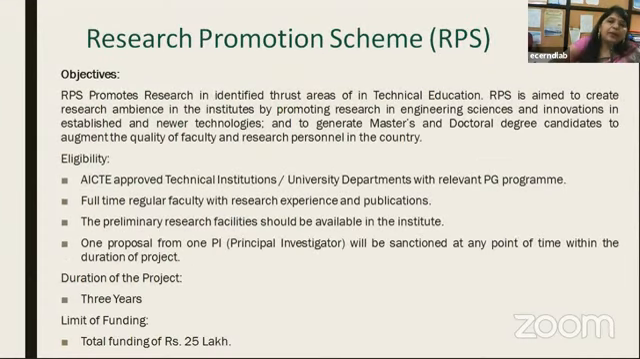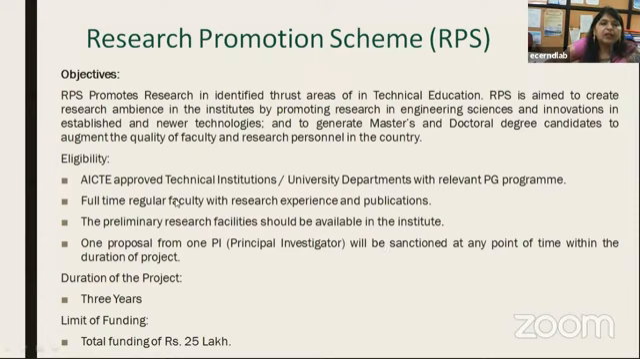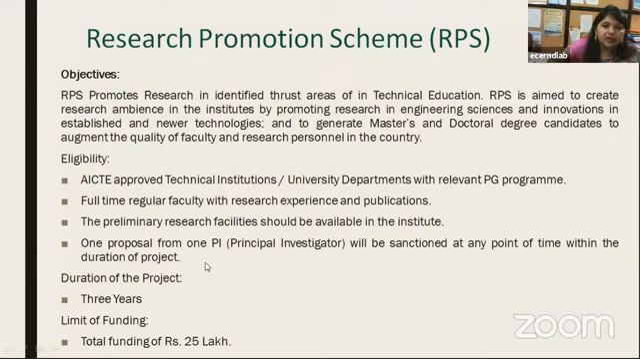Then RPS, which we are doing till now, fund has not come. I already started this, only the sanction letter came, RPS to me. So in RPS, the research promotion scheme, maximum funding is 25 lakh, and one proposal from one PI will be sanctioned at any point of time. It means if I already have one sanctioned recently, now again in 2020 I saw it came in an advertisement, but I am not eligible because one proposal from one PI will be sanctioned. And these are the criteria people should have: full time regular faculty and all, and 3 years of funding.